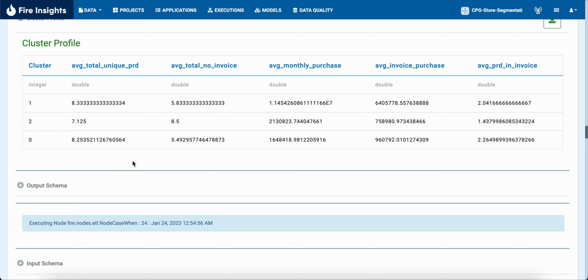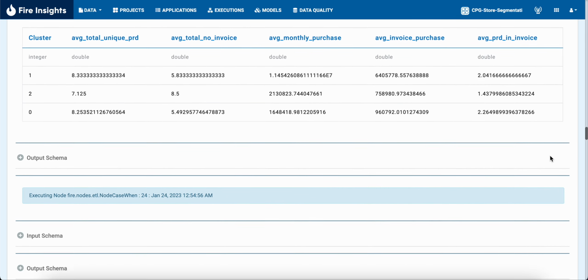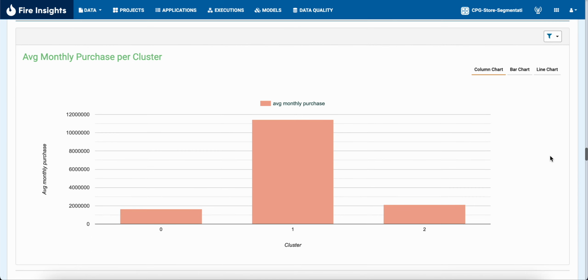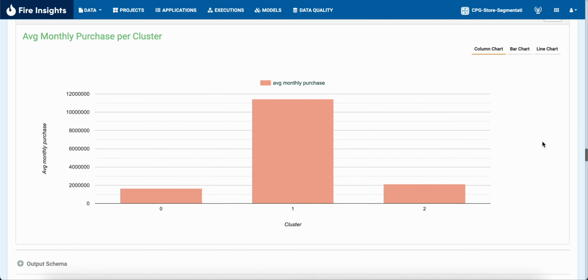This shows us the average values of each column for each cluster. However, this can be hard to read and difficult to understand for those who are not familiar with the data. So let's take a look at these same values in some graphs. The first graph we have is the average monthly purchases by each cluster. Here we can see that the 8.6% that exist within cluster 1 by far have the highest number of average monthly purchases.